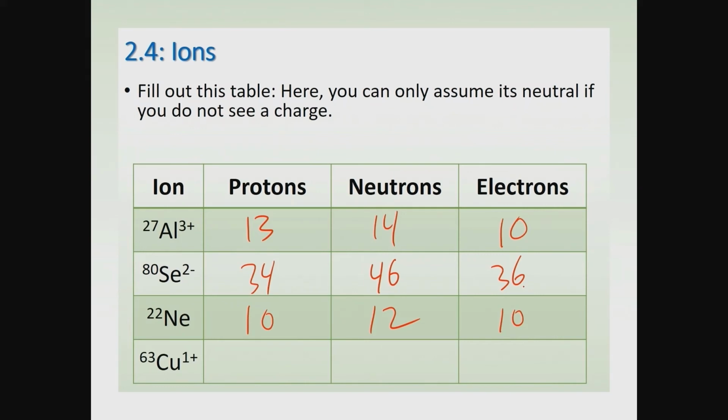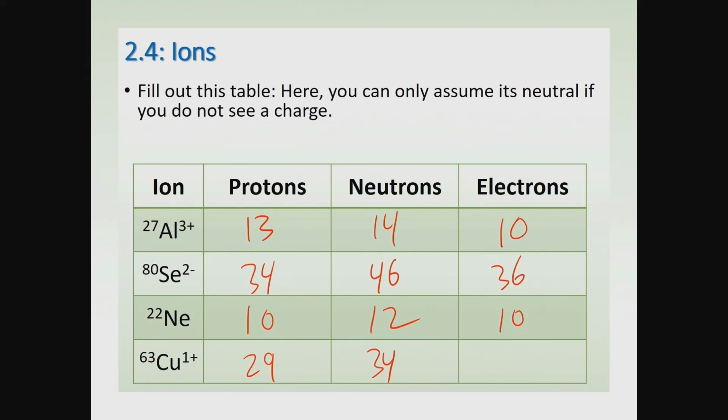Now copper, the atomic number of copper, the number of protons in it is 29. The number of neutrons will be 63 minus 29. Let's see, what would that be? It'd be 34. Okay, so note that the copper ion there is 1 plus.